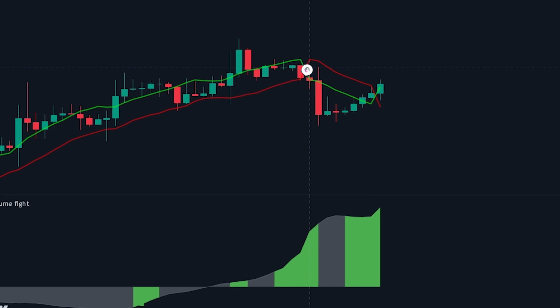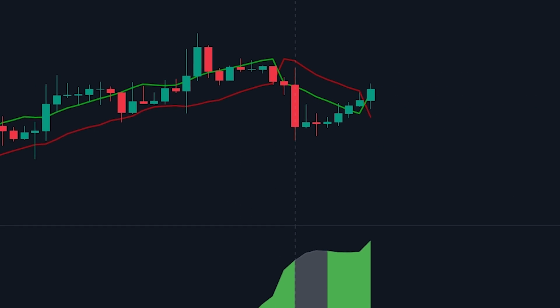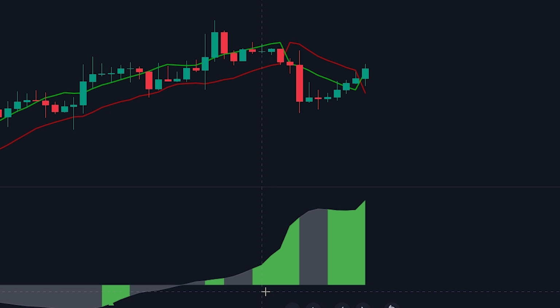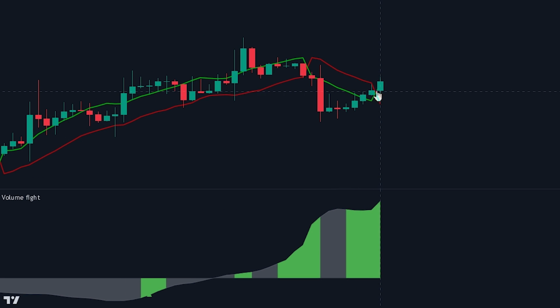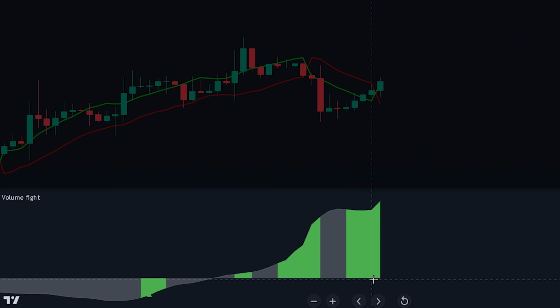Here we can see that the SSL channel indicator provided a sell signal. However, since the volume fight is green, we will ignore it. We can see that after the sell signal was provided, a buy signal appeared. Along with this, we can see that the volume fight indicator is still green.